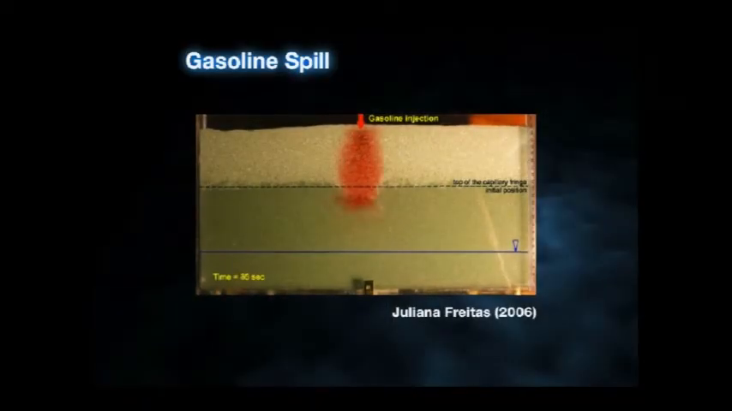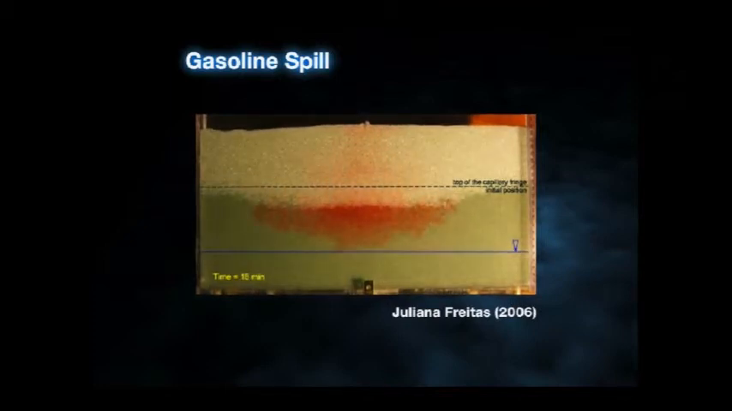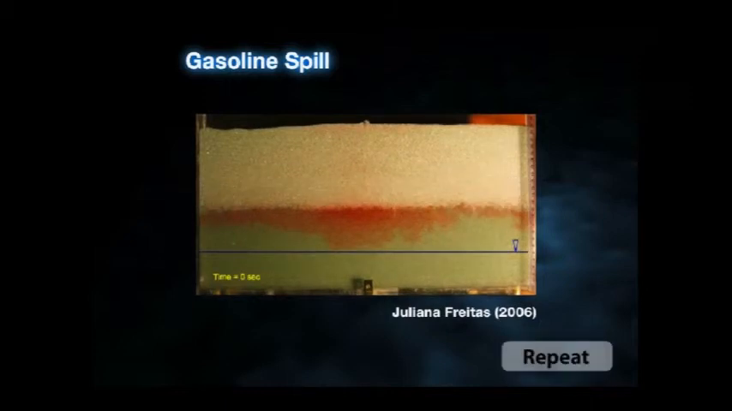Take a look, the capillary fringe goes down. Look at that. It's going down. Why? Because you have the gasoline spreading on top of the capillary fringe. As you see here, we didn't have enough gasoline to actually change the water table. The whole phase of gasoline spill here is all above the water table.